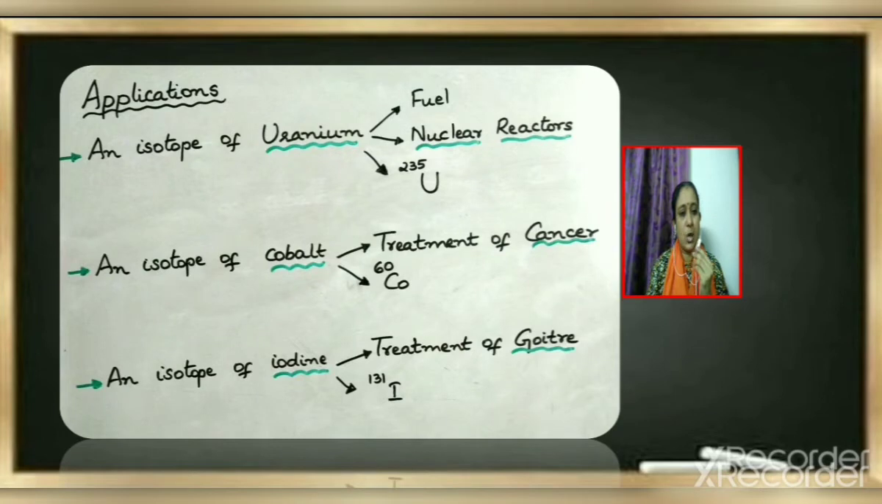Let us now discuss the various applications of isotopes. An isotope of uranium is used as fuel in nuclear reactors. And which isotope of uranium is used as fuel in nuclear reactors? It is uranium-235. An isotope of cobalt is used in the treatment of cancer. And the isotope of cobalt used is cobalt-60. An isotope of iodine is used in the treatment of goiter. The isotope used is iodine-131.